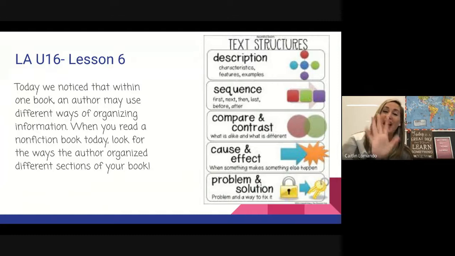Remember, there's 5 main text structures. So we have description. That includes characteristics, features, and examples. We have sequence. Sequence you typically find in books having to do with time order, like biographies. So it deals with words like first, next, then, last. We're talking about time order here.